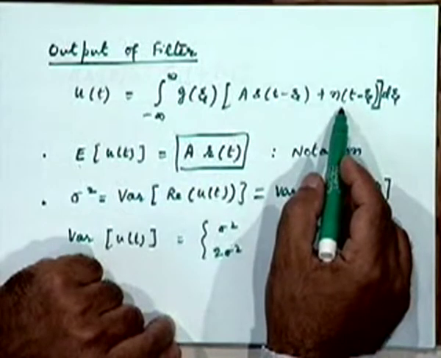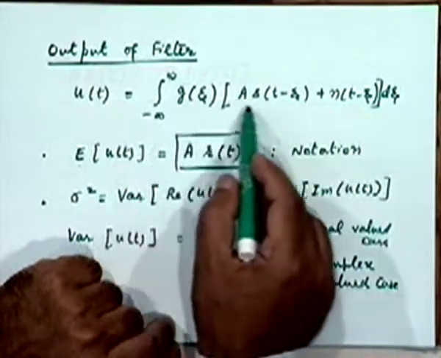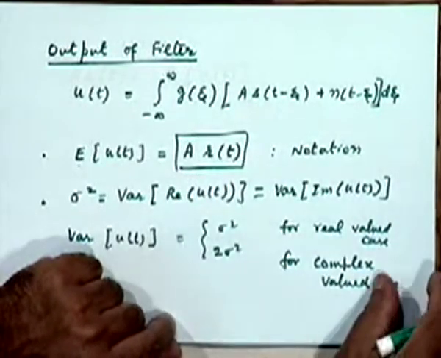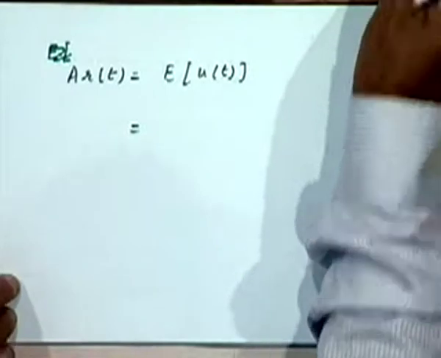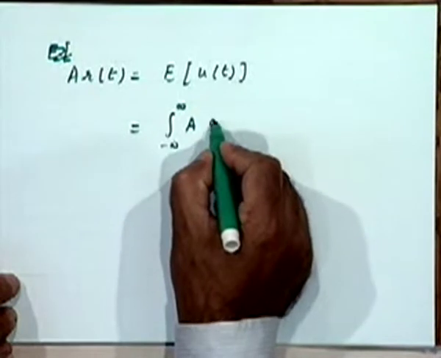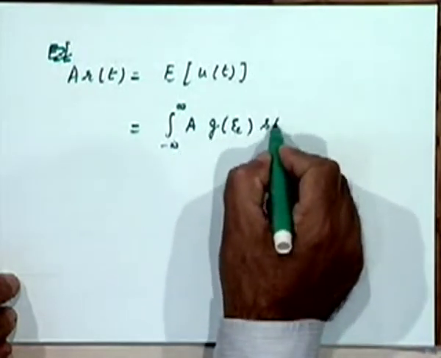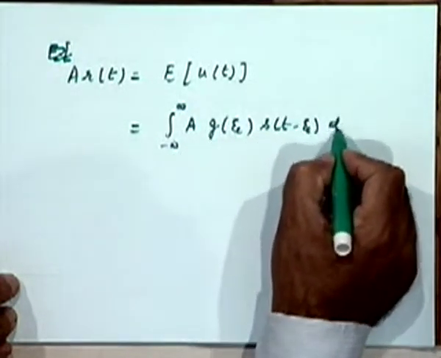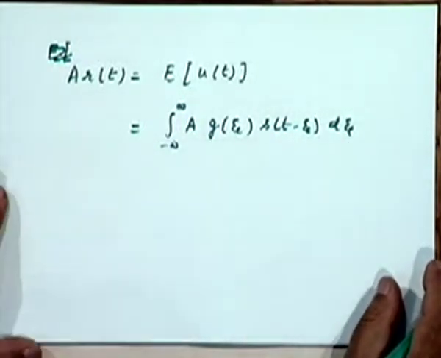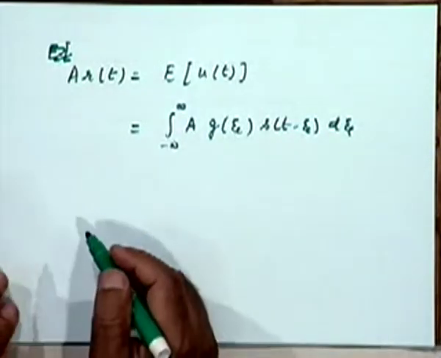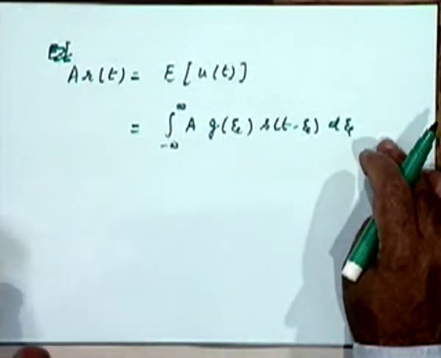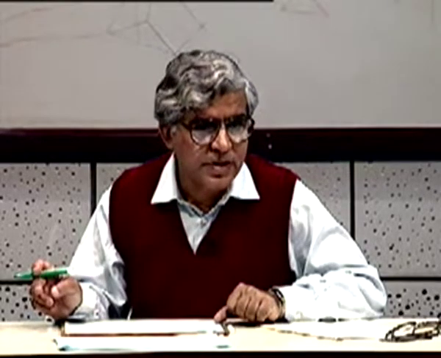The second term will become 0 because we assume this to be zero mean. So essentially, this is a constant. There is nothing random in this. So it will be simply the integral of a g(zeta) s(t minus zeta), and as Nikhil mentioned, essentially the convolution of the input signal with the filter impulse response.